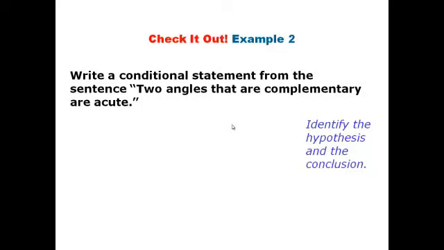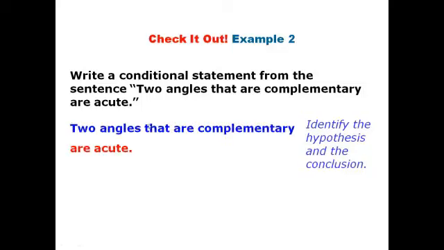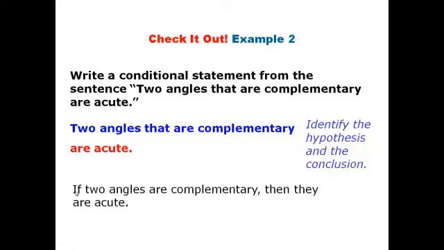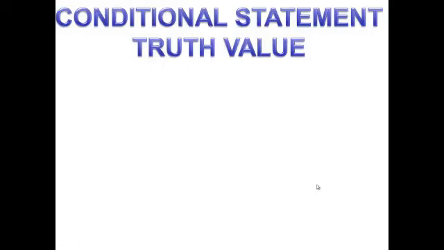So what's the hypothesis here? Two angles are complementary. And what's the conclusion? Well, they are acute. So how would we write that as an if-then statement? If two angles are complementary, then they are acute.